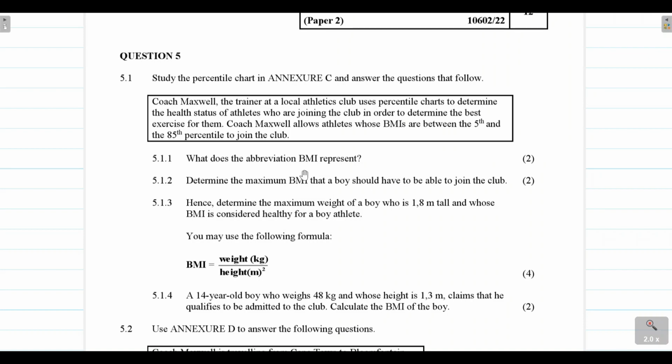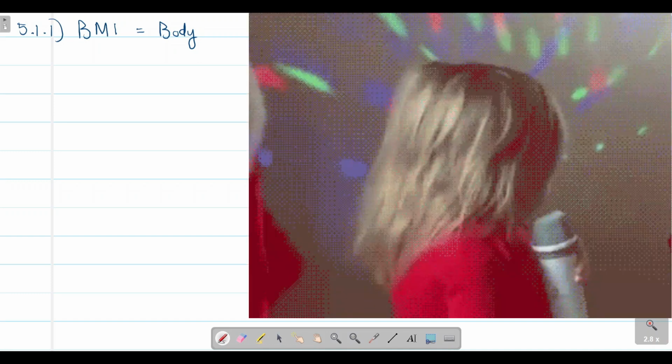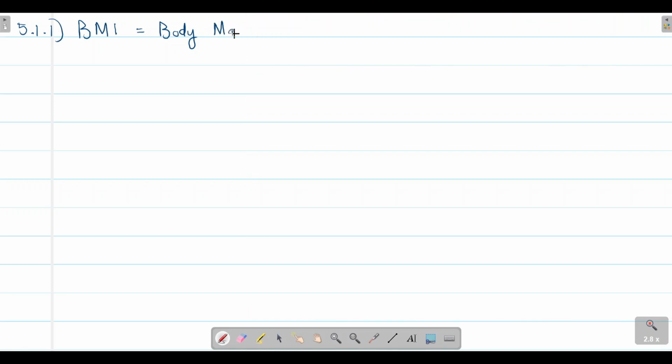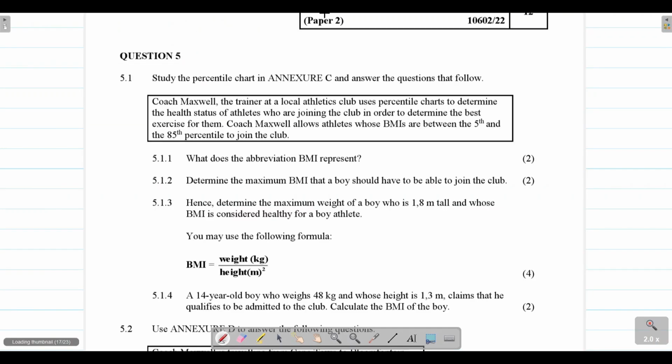What does the abbreviation BMI represent? Okay, so like I've already mentioned, BMI basically stands for body mass index. Okay, did I just say max or mass? Okay, so BMI stands for body mass index. All right, let's have a look at the next question.